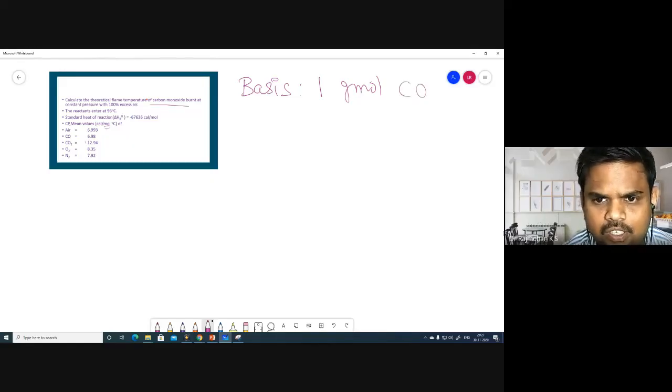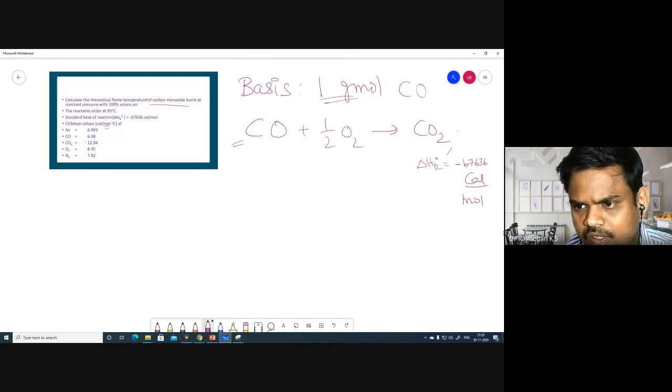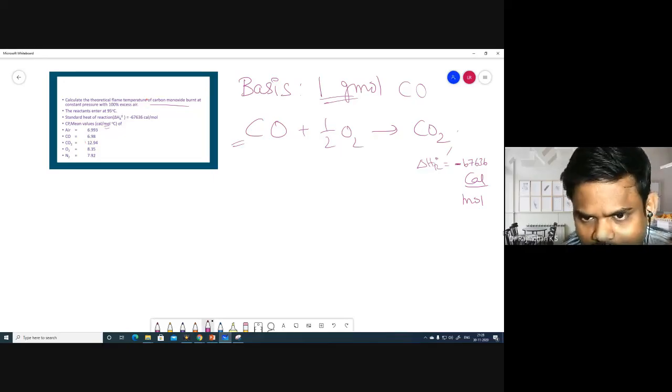So that is our A. Carbon monoxide is the reactant. So we know what reaction is taking place, right? Carbon monoxide combustion is CO plus O2 giving CO2, and delta HR is given as minus 67,636 calories per mole. So if 1 gram mole of carbon monoxide is burned, this is the heat of the reaction. Okay.